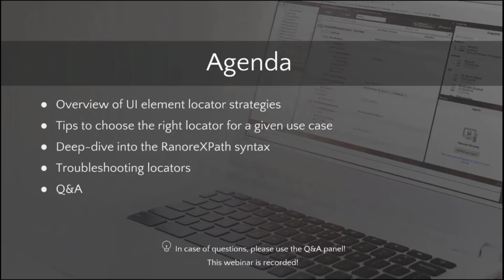So over our little agenda today, we're going to do an overview of the UI element locator strategies. We're going to cover some tips to choose the right locator for a given use case. We'll also do a deep dive into the RanorexXPath syntax, and we'll also be troubleshooting some locators. If we have any additional time at the end, we might do some Q&A from the questions that we've received in the chat.